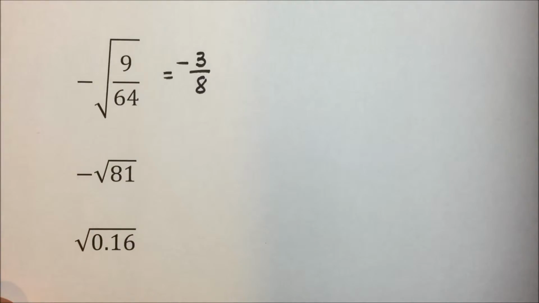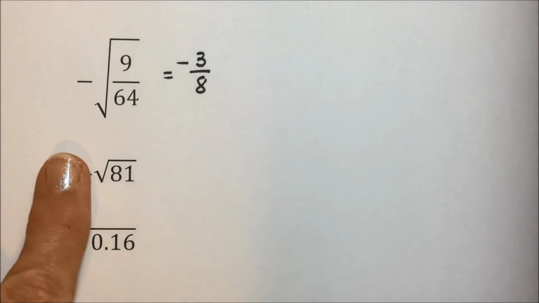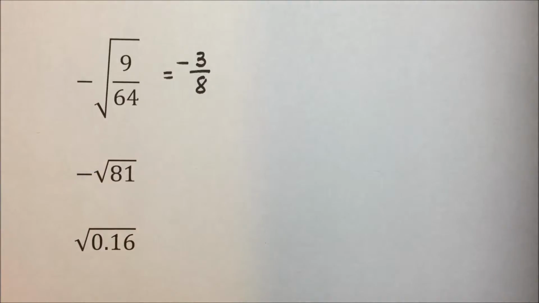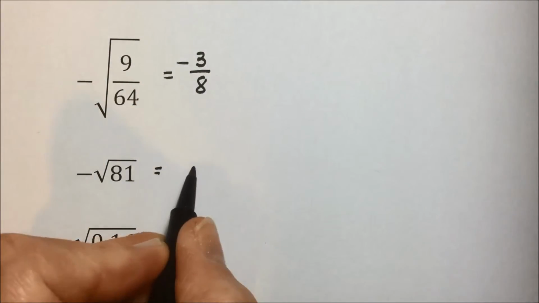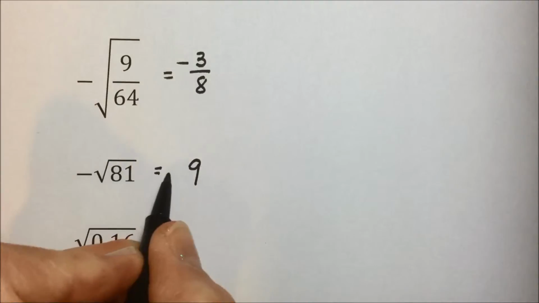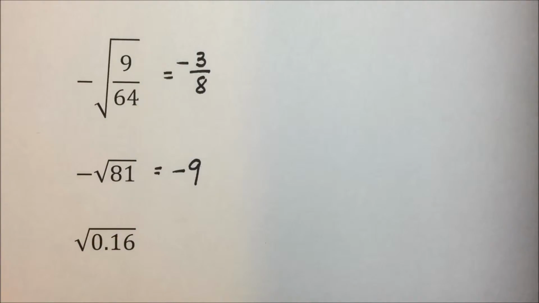In this next example, they're asking us for first the square root of 81. The principal square root is always a non-negative number. What times what gives us 81? That would be 9. And then they're asking us to take the opposite of that. So negative 9 would be our simplification of this example.